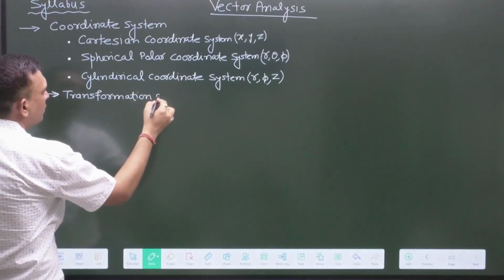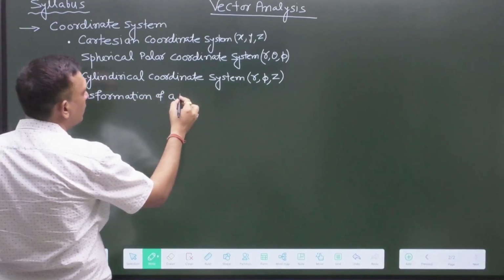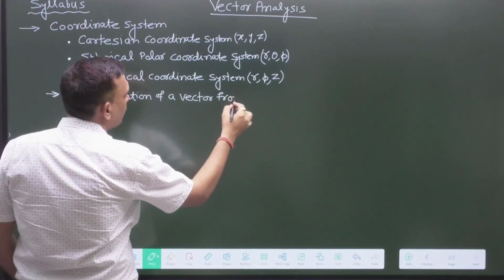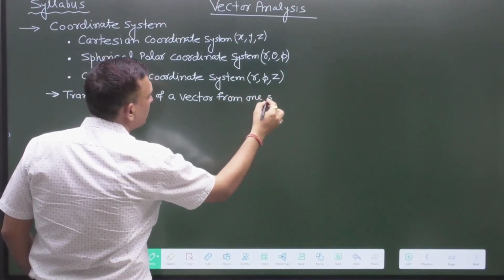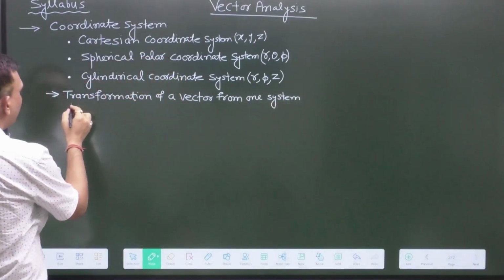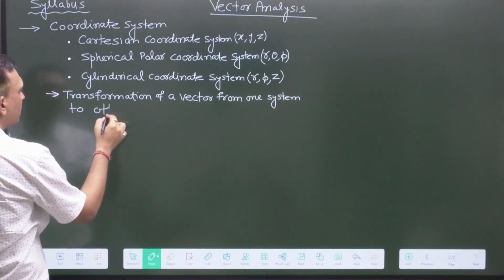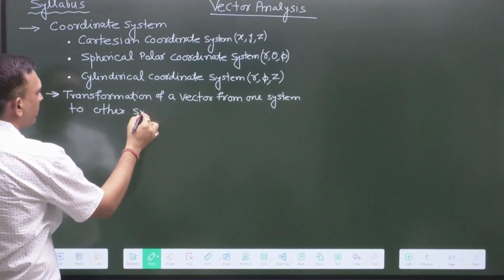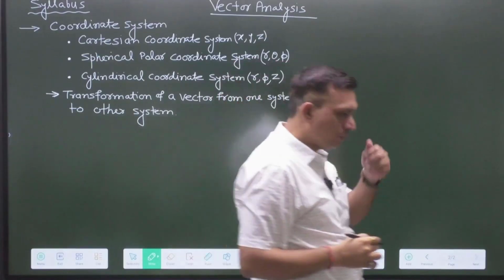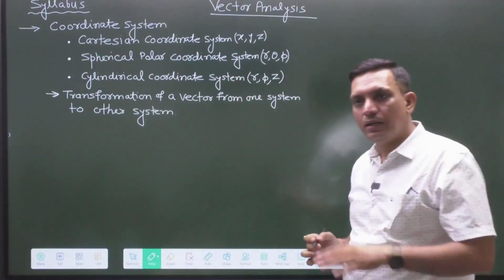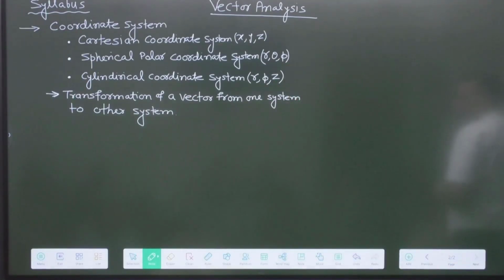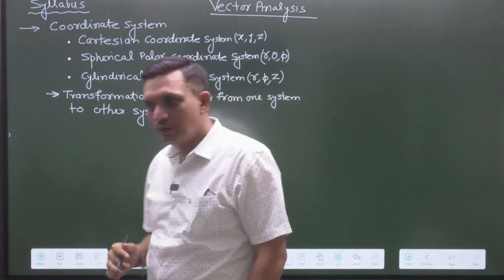Transformation of a vector from one system to other system. So we will transform from Cartesian to spherical or spherical to Cartesian, Cartesian to cylindrical or cylindrical to Cartesian. So that will be the part of coordinate system.